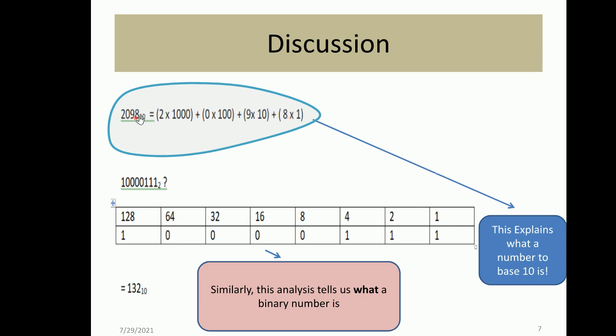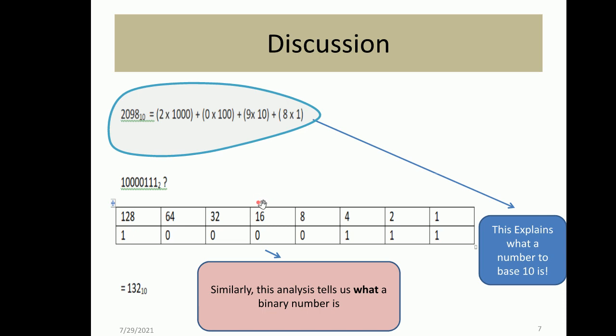Here's the 8. So if somebody were to ask me how to understand a decimal number, I could show them by analysing this number into a sum of powers of 10. A sum of powers of 10. So 2 times 10 raised to the power of 3 plus 0 times 10 raised to the power of 2 plus 9 times 10 raised to the power of 1 plus 8 times 10 raised to the power of 0.